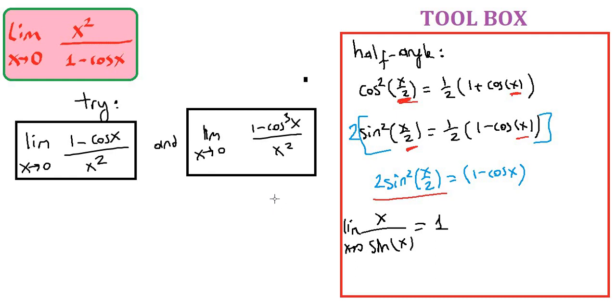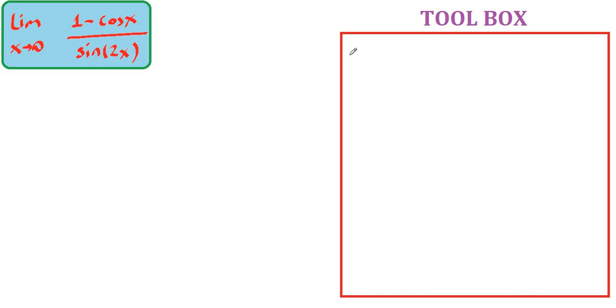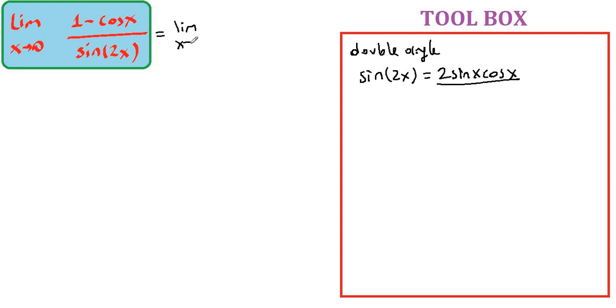Let's go ahead and do our fifth and last limit. Our last limit requires the double angle identity. The double angle identity for sine of 2x is equal to 2 sine x cosine x. So we can replace sine of 2x with 2 sine x cosine x using the double angle identity. So our new limit as x is approaching 0 is 1 minus cosine x over 2 sine x cosine x.